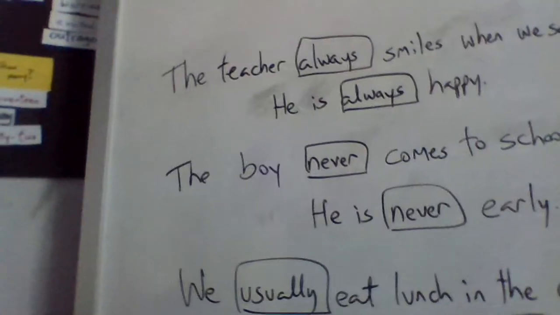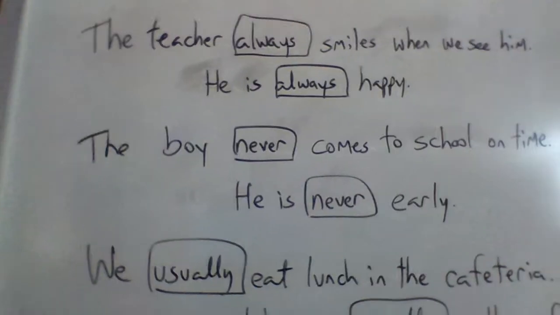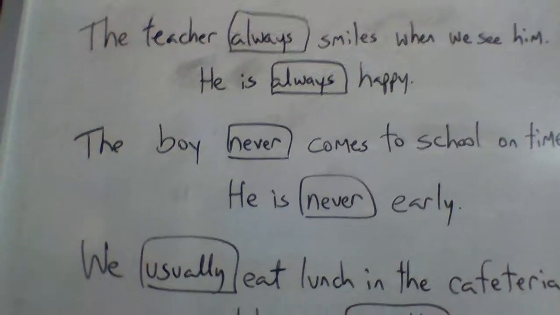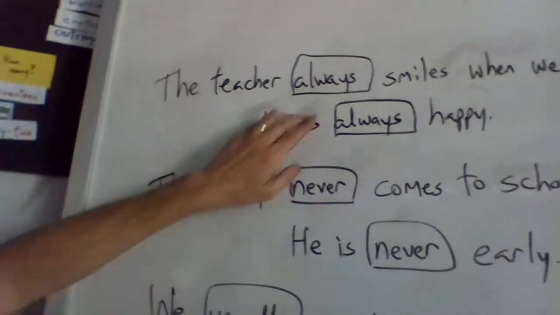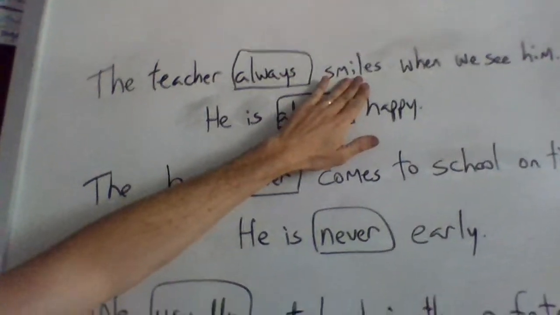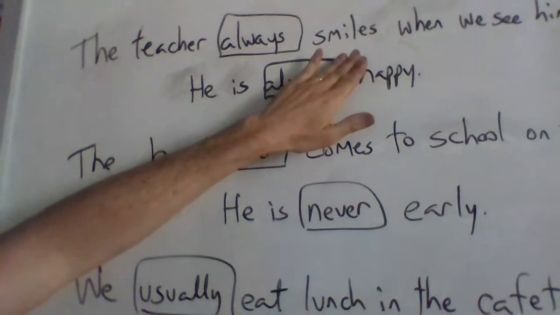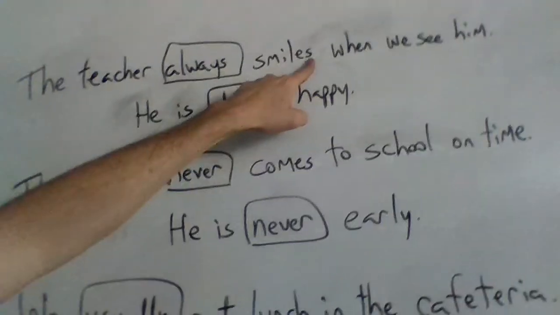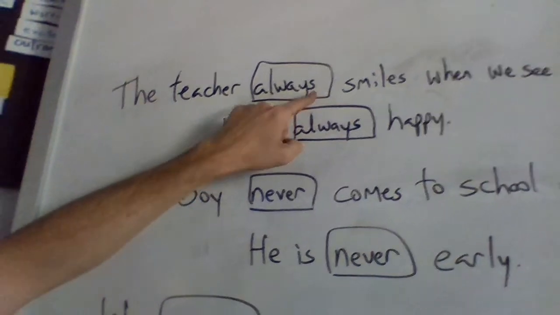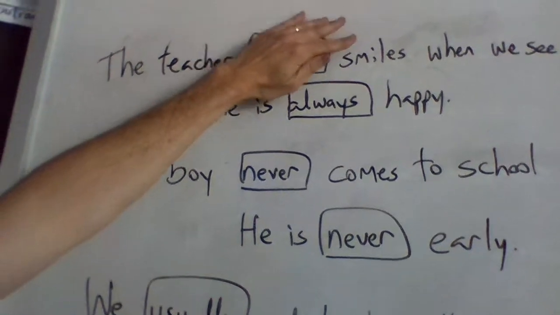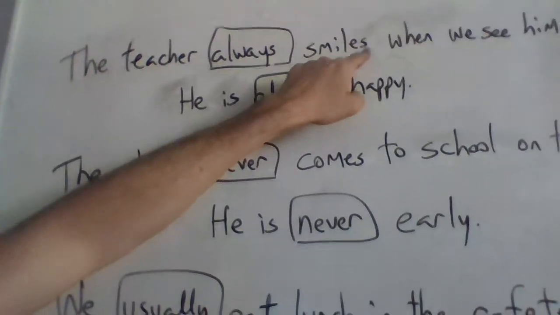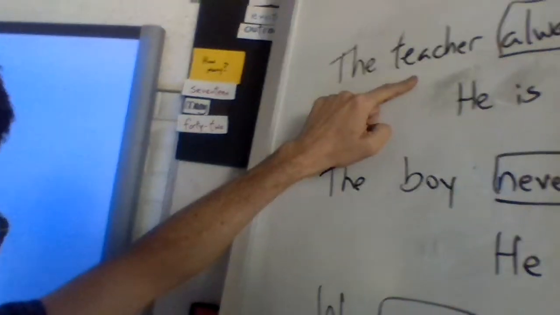Okay. We can say the teacher always smiles when we see him. So do you notice we put the word always between the subject and the verb? The teacher always smiles when we see him. We have that S here, and a lot of students think, no, you don't need the S because you have the S here. Okay, but this is my adverb of frequency. I can take it out, and it's still a good sentence. The teacher smiles. But you must have that S because it's only one teacher.